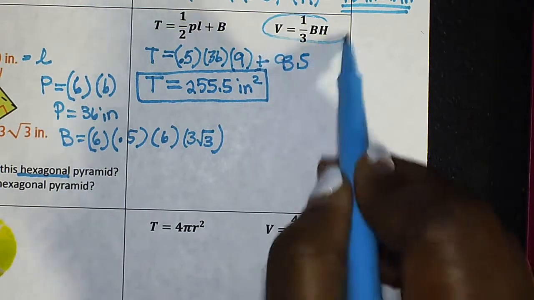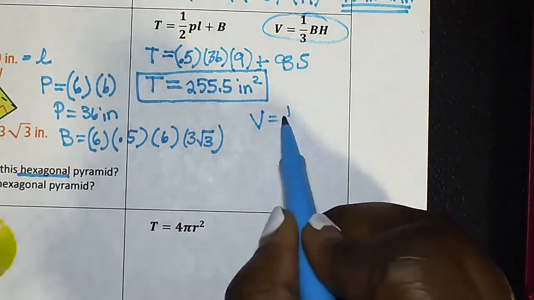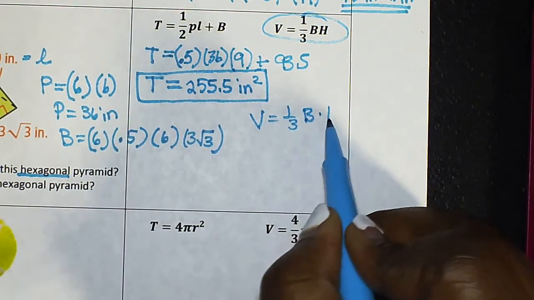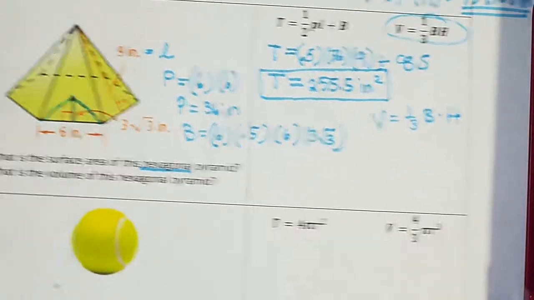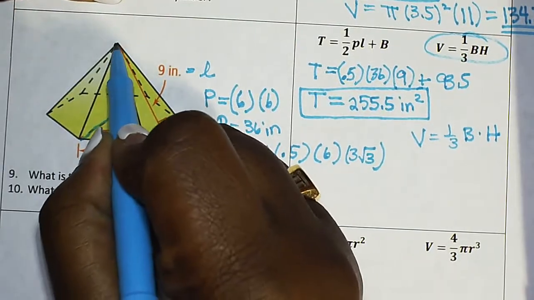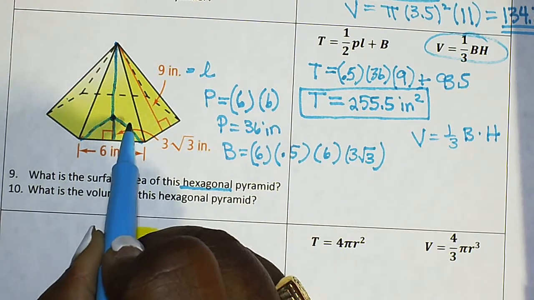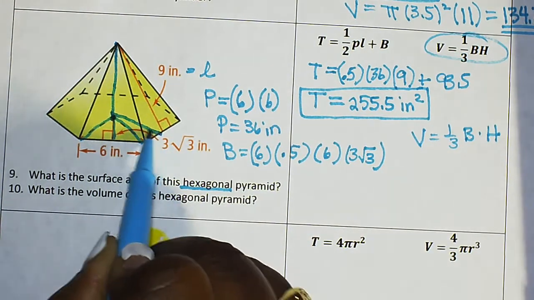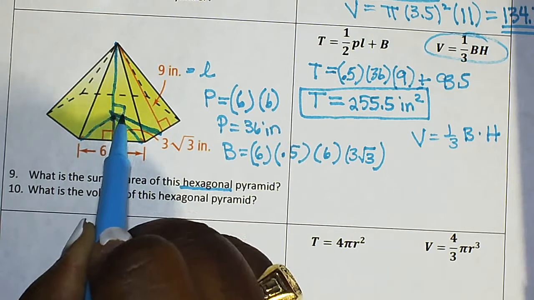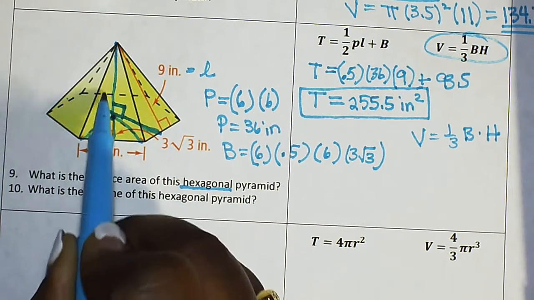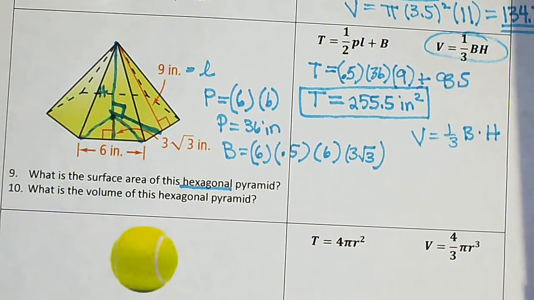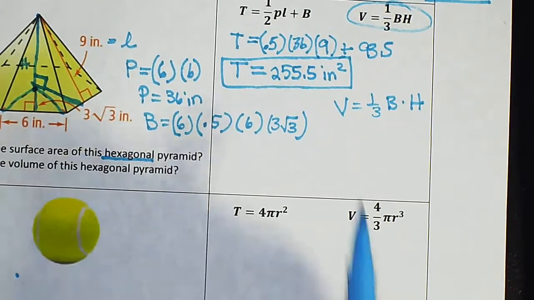Now let's do the volume. The volume is going to be equal to 1/3 the area of the base times the height. They didn't give us the height, so that's the work we've got to do. We got a triangle. We go right down here to the center. And I have the side of this, and this is 90 degrees. So we've got to find this height. They didn't give us the height. The height is not 9. We have to find it.